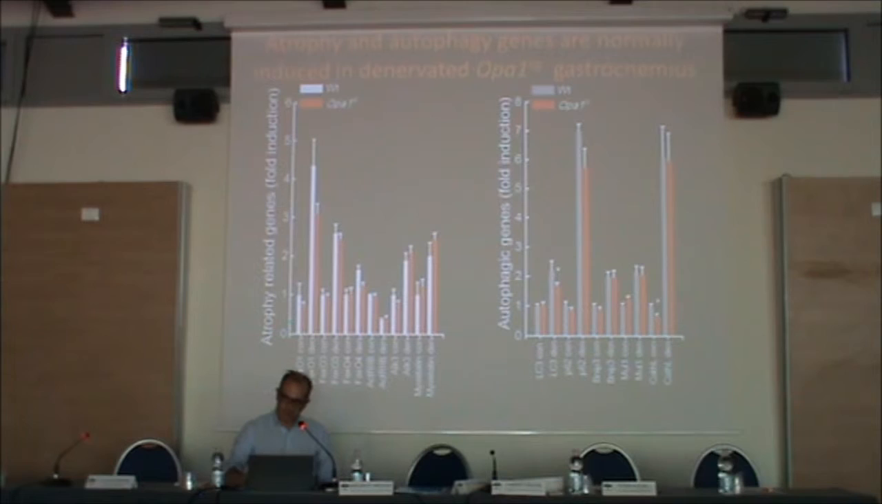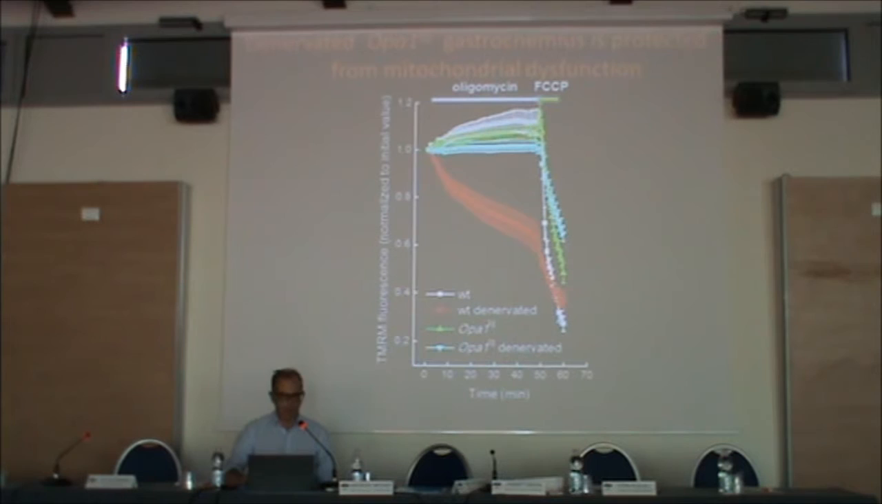And the preservation occurs not because we are altering the program of autophagy. I don't want to go into the genetic analysis we did for this, but basically autophagy and atrophy genetic programs that are activated upon denervation are normal in the OPA1 transgenic animal. What is protected is the mitochondrial dysfunction. This is the assay that Paolo was showing you before. And you see that in the fibers from the denervated wild-type mice, the oligomycin causes a drop in mitochondrial potential. That's totally prevented in the OPA1 transgenic.